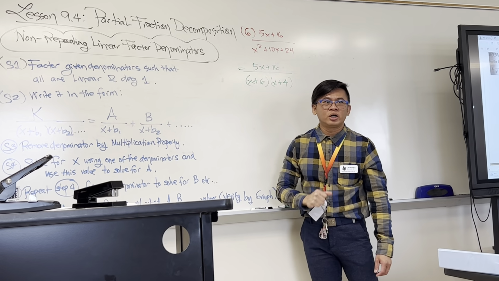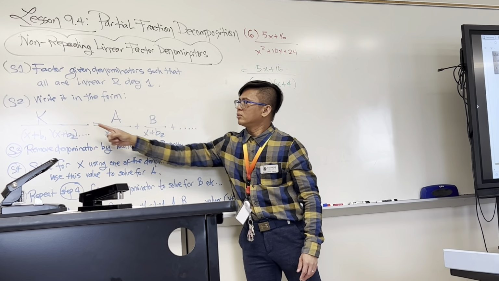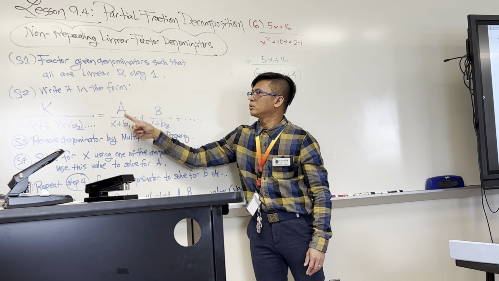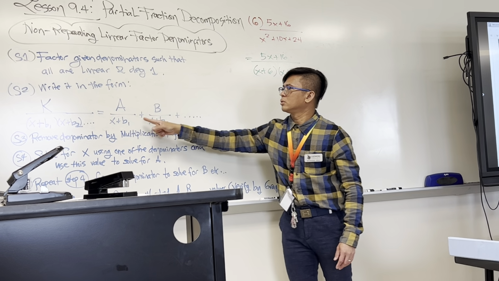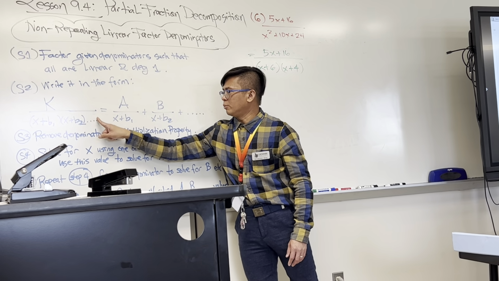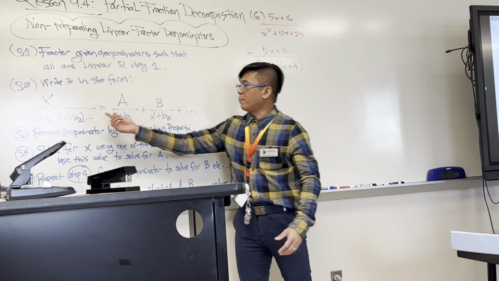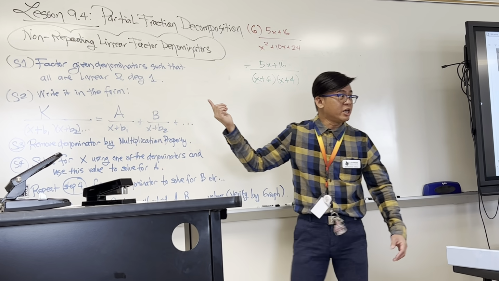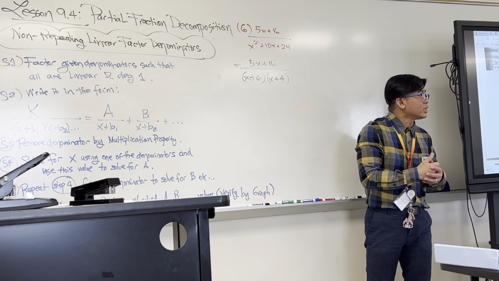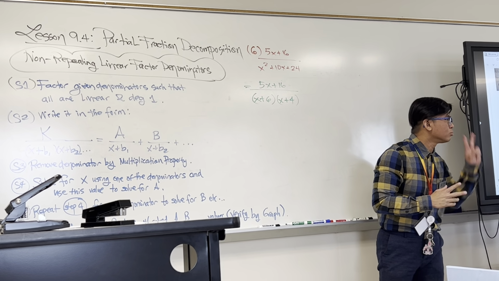Step number 2. Let's read step number 2. Candy, go ahead. Write in the form k over x plus b1 times x plus b2 equals a over x plus b1 plus b over x plus b2. That ellipsis is just 3 dots. In short, it may continue depending on how many factors you have. Since there's just 2 here, we only have 2. But if there's 3, then you have 3, and so on. Typically, our problems here are friendly, so 2 will be fine.